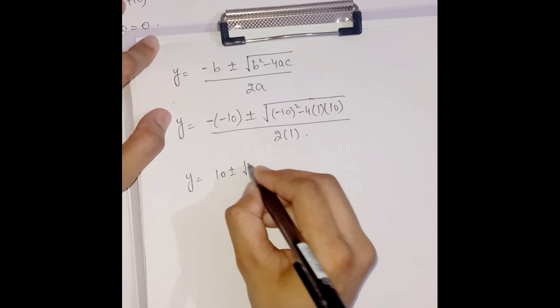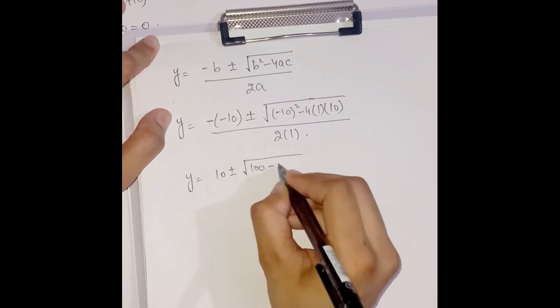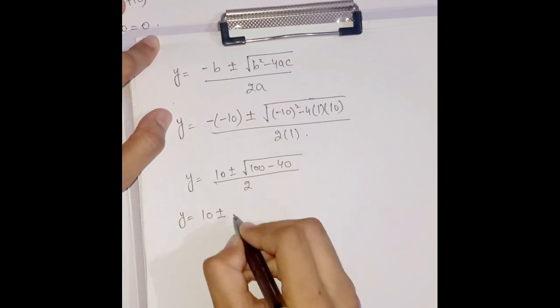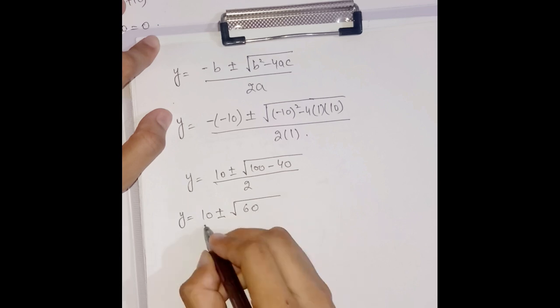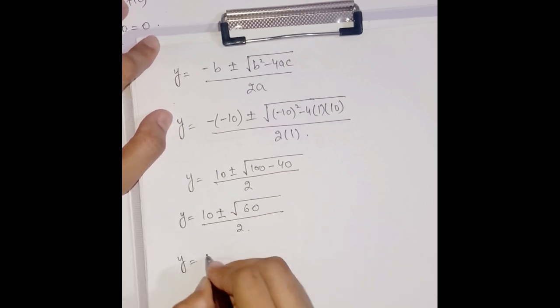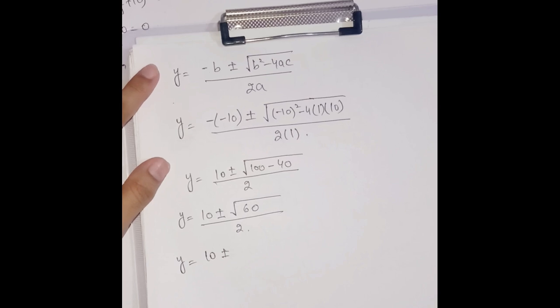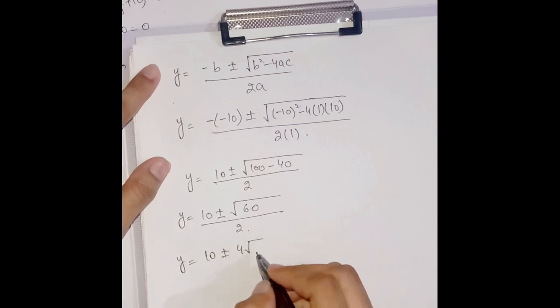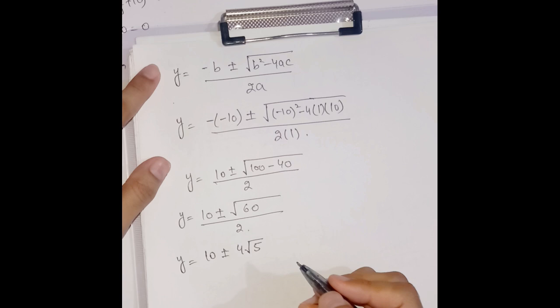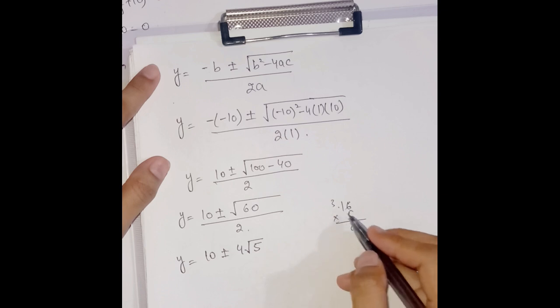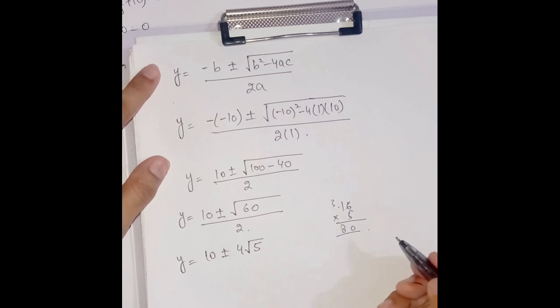y is equal to 10 plus minus square root of 10 times 10 is 100 minus 4 times 10 is 40, divided by 2. So it's 10 plus minus the square root of 100 minus 40, which is 60, divided by 2. Now 60 will be the square of what? It will be 4 times square root of 5, because you can see 16 times 5, 6 times 5, 30... sorry, it will be 80.